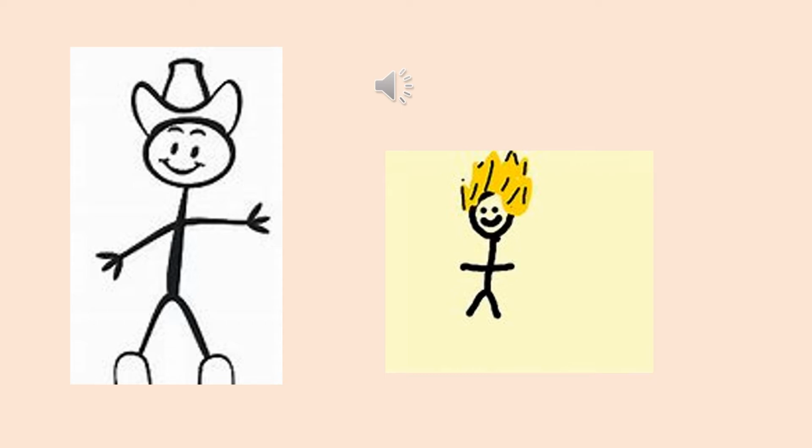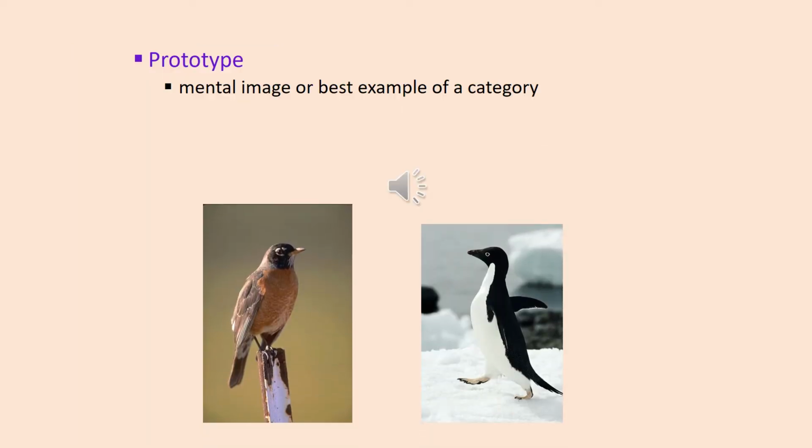Take a few seconds and in your mind, imagine a bird. Most of you probably imagined a bird similar to the one that you see on the left. You probably didn't imagine a penguin, even though that is also a bird. So your prototype is your mental image or mental representation of a particular concept, category, folder, or schema.